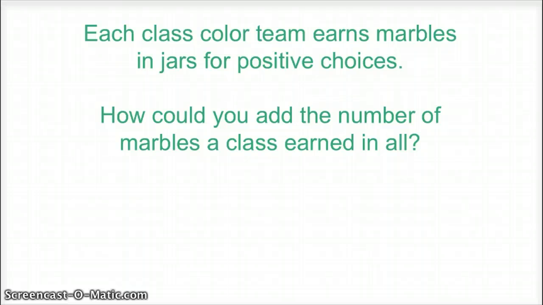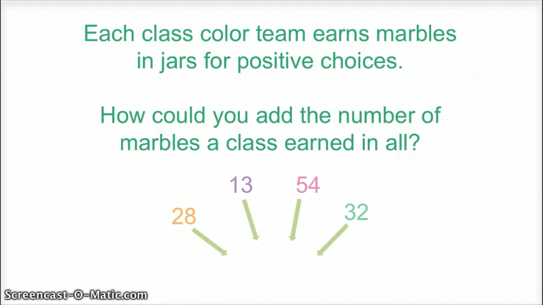Each class color team earns marbles in jars for positive choices. How could you add the number of marbles a class earned in all? The orange team earned 28 marbles. The purple team earned 13 marbles. The pink team earned 54 marbles and the green team earned 32 marbles. How many marbles did the class earn in all?